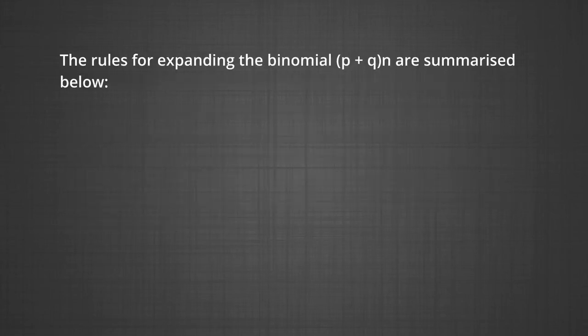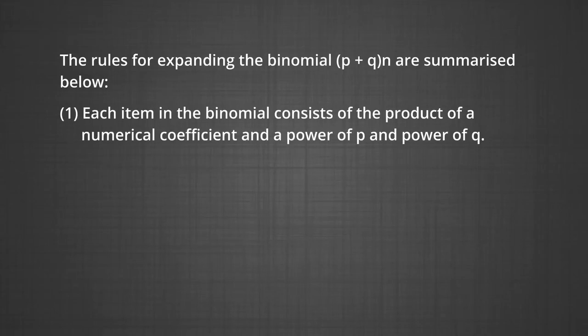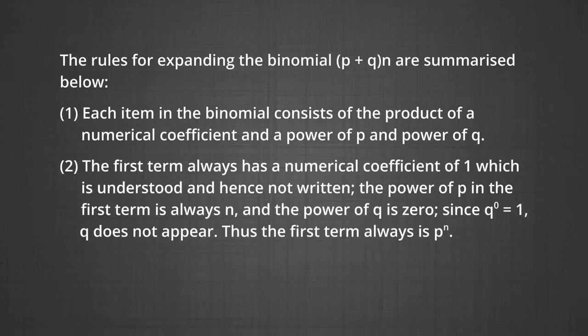The rules for expanding the binomial, that is (p plus q) to the n, are summarized here. Each term in the binomial consists of the product of a numerical coefficient and the power of p and the power of q. The first term always has a numerical coefficient of 1, which is understood and hence not written. The power of p in the first term is always n, and the power of q is 0. Since q to the 0 is equal to 1, q does not appear. Thus, the first term always is p to the n.